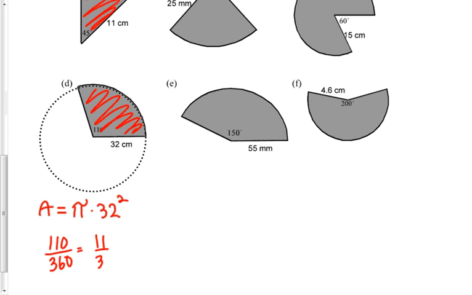That's 11/36. Then I need to multiply that by my area, which is 32 squared times pi. 32 squared is 1024, and I need to multiply that by pi. In terms of pi, I'm just going to leave it there for now, because I need to use that here: 11/36 times 1024 pi. And I'm going to show you how I do this on a calculator.